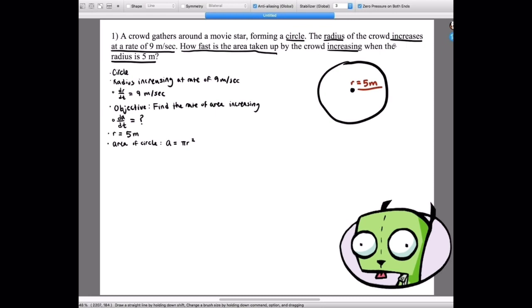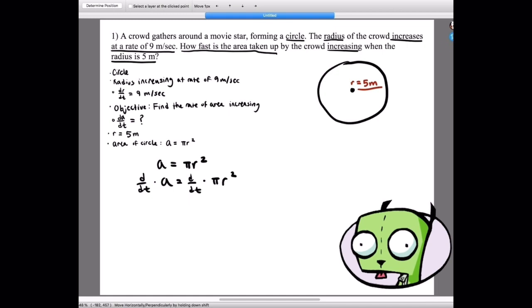Now we're going to get into the problem. Let's take the formula for the area of the circle. So A equals pi r squared. Let's write d over dt of A equals d over dt of pi r squared. We're doing this to differentiate.